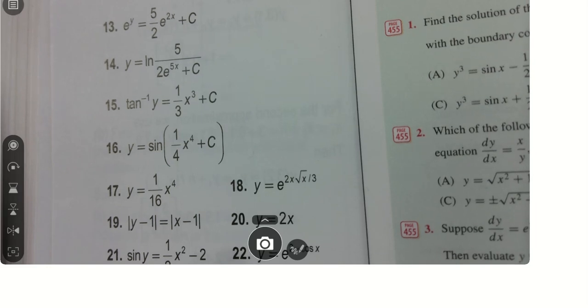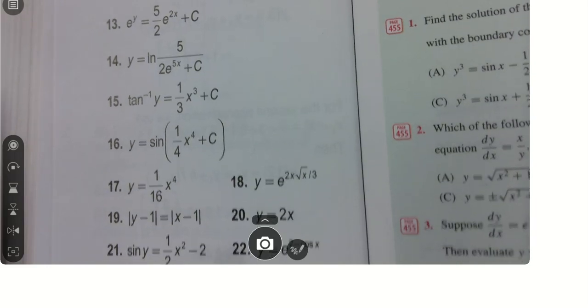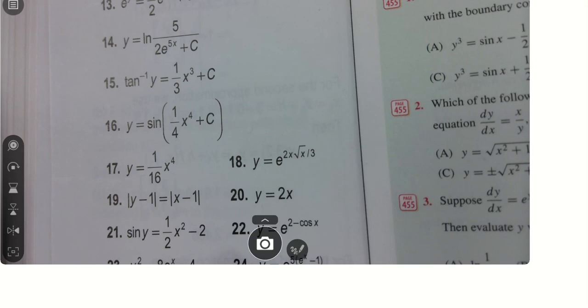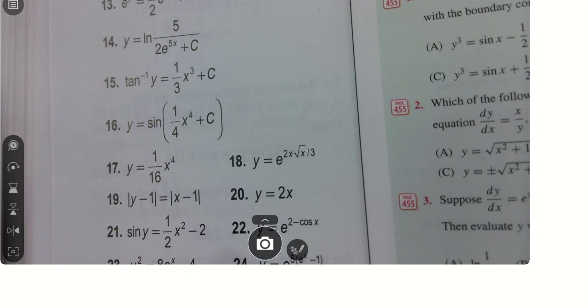Why didn't we check the homework yesterday? Number 19: e to the... various forms of this. I hate fractions. e to the 2x root x over 3. Other forms of that answer that you may have: you might have 2x to the 3 halves over 3.